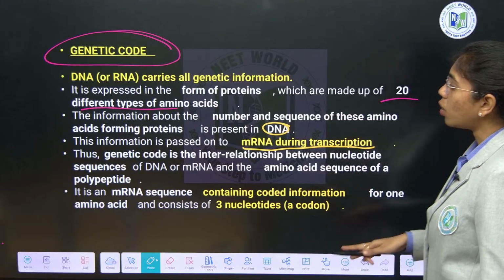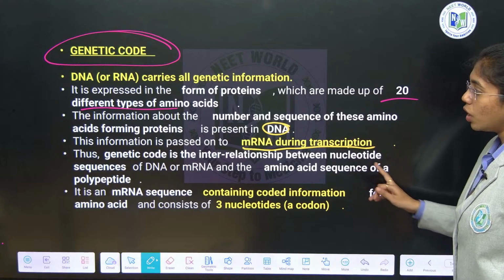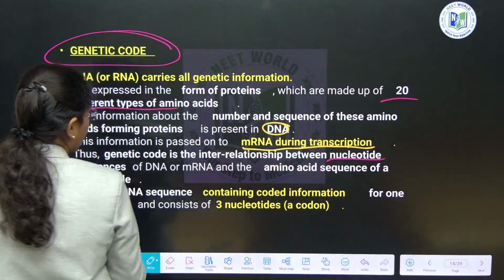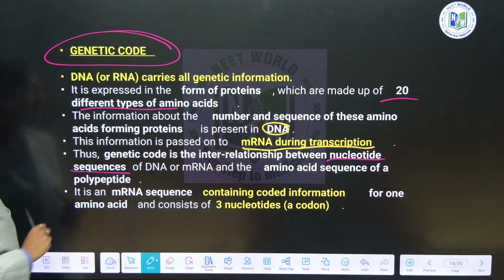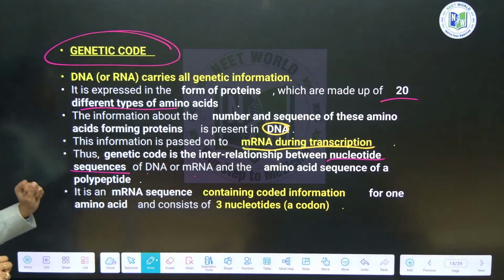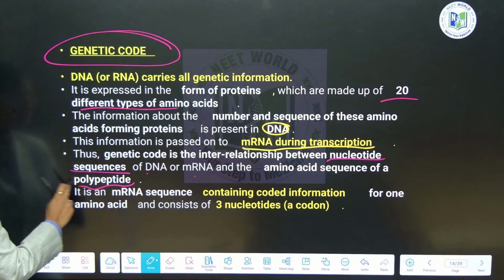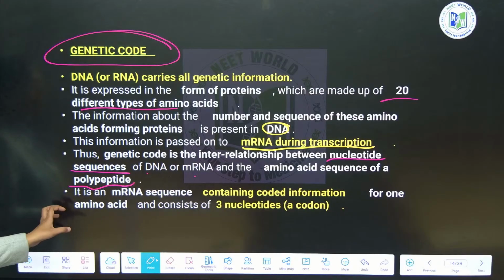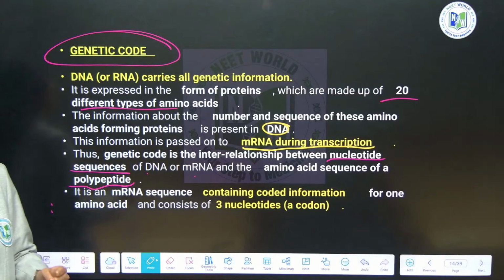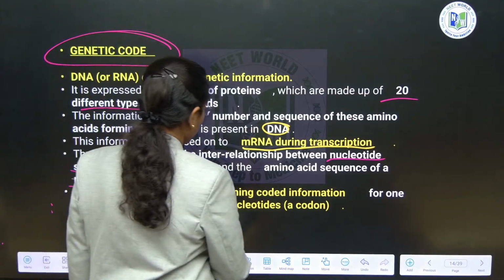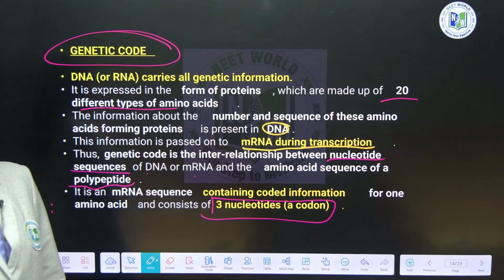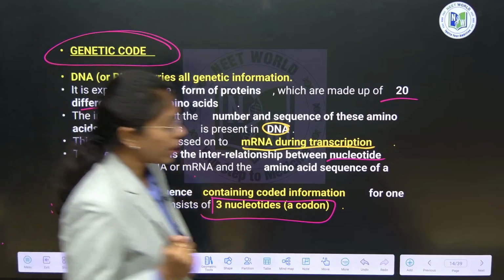Thus, the genetic code is the interrelationship between nucleotide sequences. Okay, between what? Between the nucleotide sequences of DNA or mRNA and the amino acid sequence of the polypeptide chain. An mRNA sequence contains coded information. For each amino acid, how many nucleotides are present in a codon? 3 nucleotides. A single codon will have 3 nucleotides, that is 3 bases. Fine.